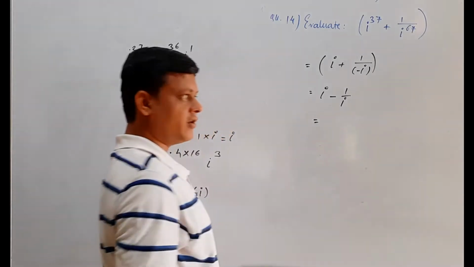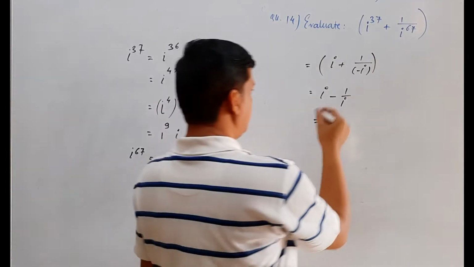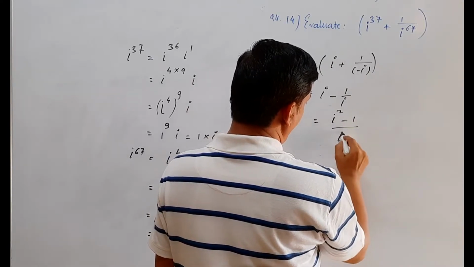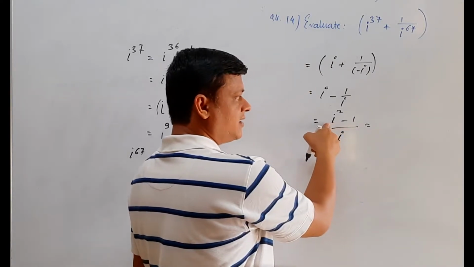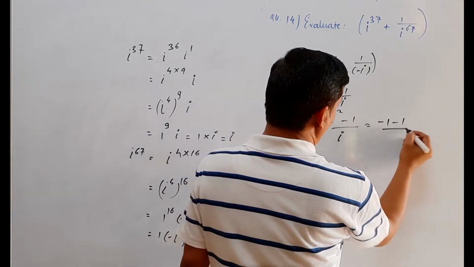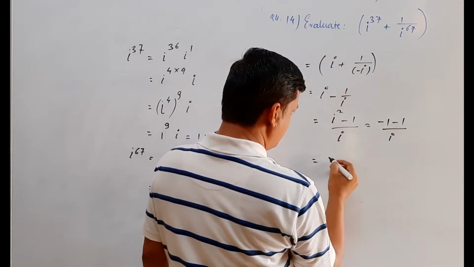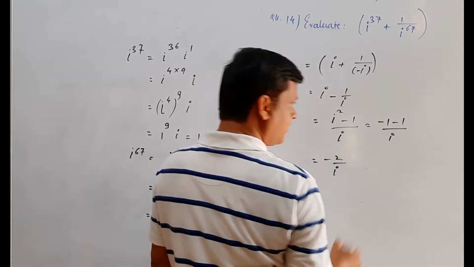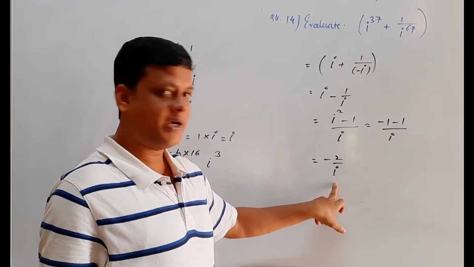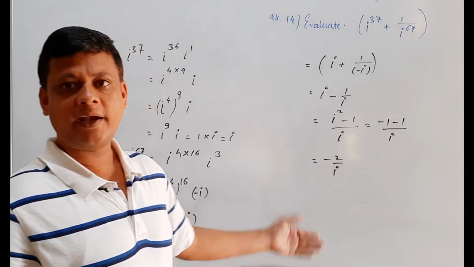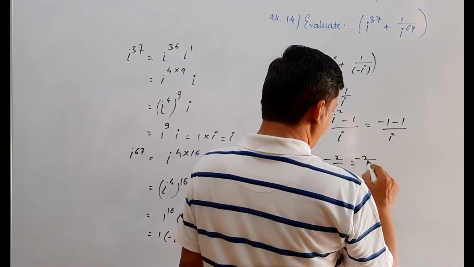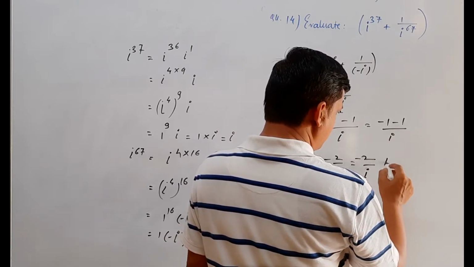So now you can cross multiply. If we cross multiply this, we get i square minus 1 upon i. So i square is minus 1. So we write here minus 1 minus 1 upon i, which is equal to minus 2 upon i. Now we have to reduce this. We have to eliminate this denominator i because we write in the form of a plus ib. So for the next step we multiply and divide by minus i.